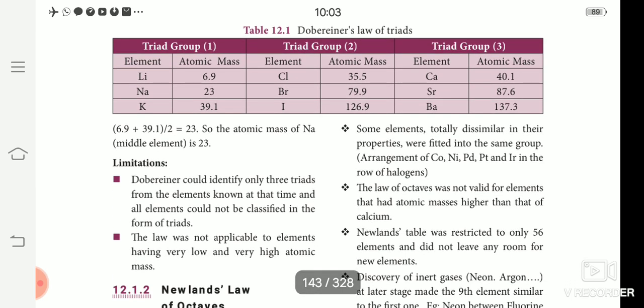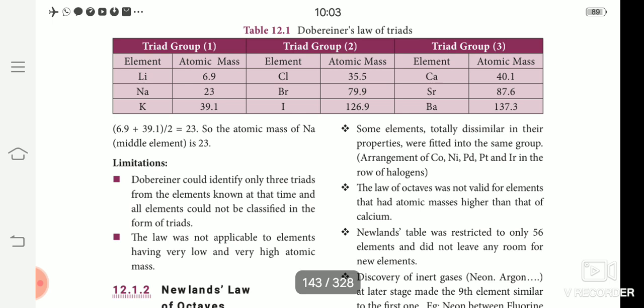At that time, only the elements in the three blocks could be classified by the law. All elements could not be classified by this law. All elements means metals, non-metals and metalloids. So all elements could not be classified in this law.